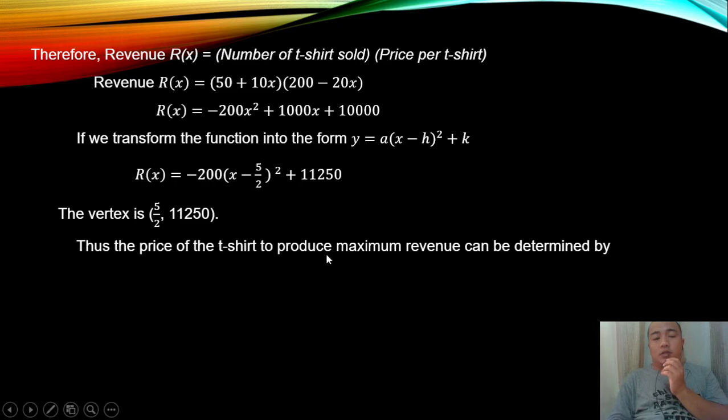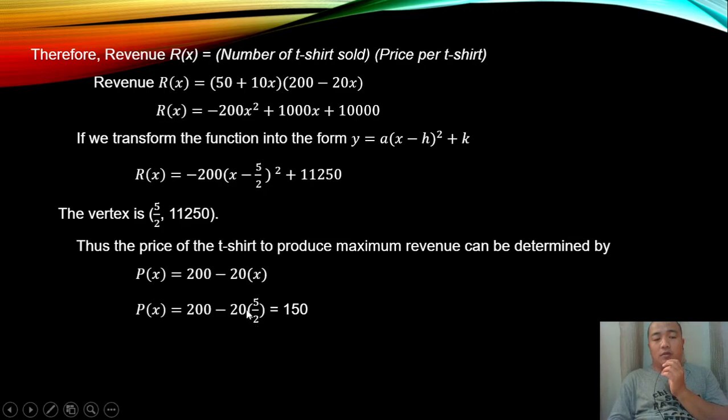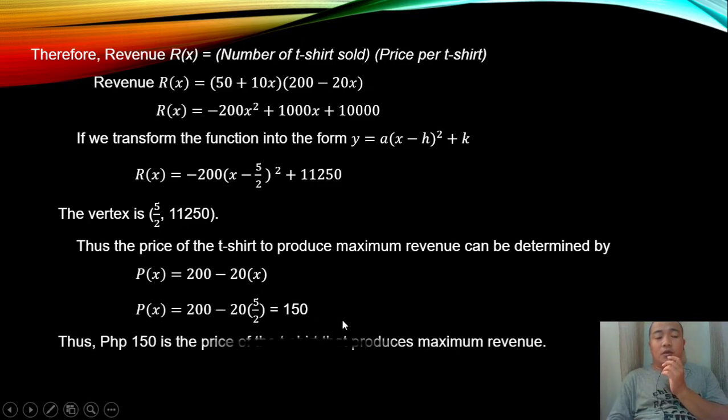So thus the price of the t-shirt to produce maximum revenue can be determined by P of x equals 200 minus 20x. Yun, the price per t-shirt. So just substitute x by 5 halves. 20 times 5 halves is what? 50. So 200 minus 50 is 150. So thus 150 pesos is the price of the t-shirt that produces maximum revenue.